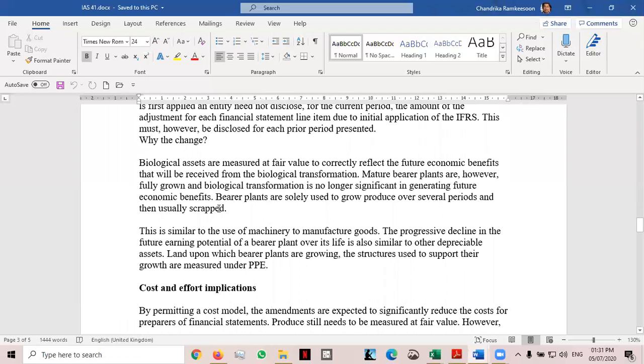Let's take a read of this one here. Biological assets are measured at fair value to correctly reflect the future economic benefits. See, that's the important thing. Remember, a cow is being maintained in a herd of cattle for its productive capacity as far as milk is concerned. So rather than using cost less depreciation and so forth, the use of the fair value approach would be more applicable.